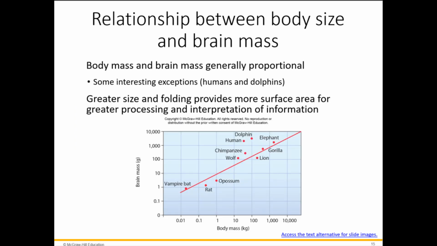So you can see the relationship between the body size and the brain mass here with this little graph. With the exception of the human and the dolphins, generally the greater the size and folding provides more surface area and more processing area and more interpretation of information. And so generally the body mass and the brain size are proportional, but humans and dolphins have a much greater proportion compared to their body size, their body mass.